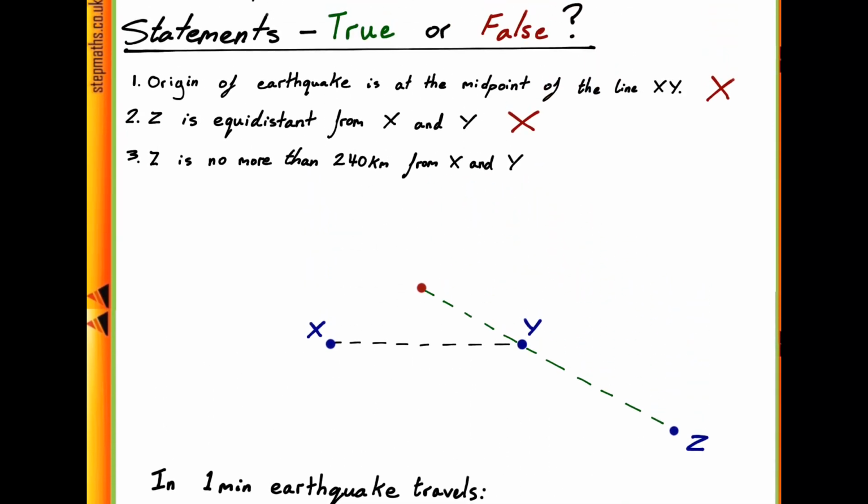So, since we know that the third statement is false, we can go ahead and say that the answer to the question is A. That is, all three statements are false.